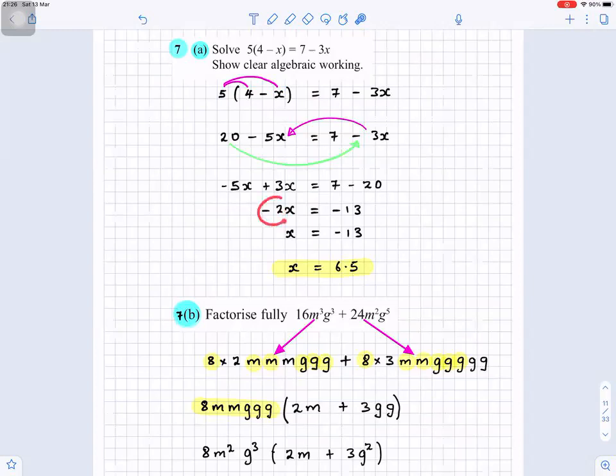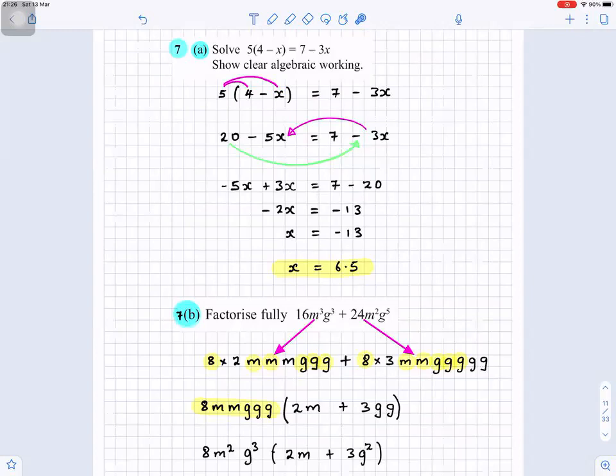You take times minus 2 to the right, it becomes divide by minus 2. So minus 13 divided by minus 2 gives you 6.5. So x equals 6.5. And you can always check if your answer is correct by substituting 6.5 for x there and see if your answer for left and right side are the same.